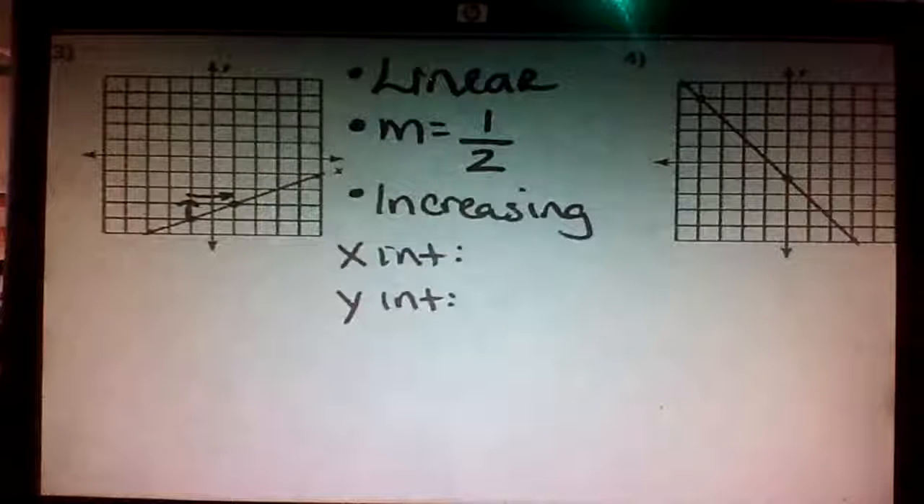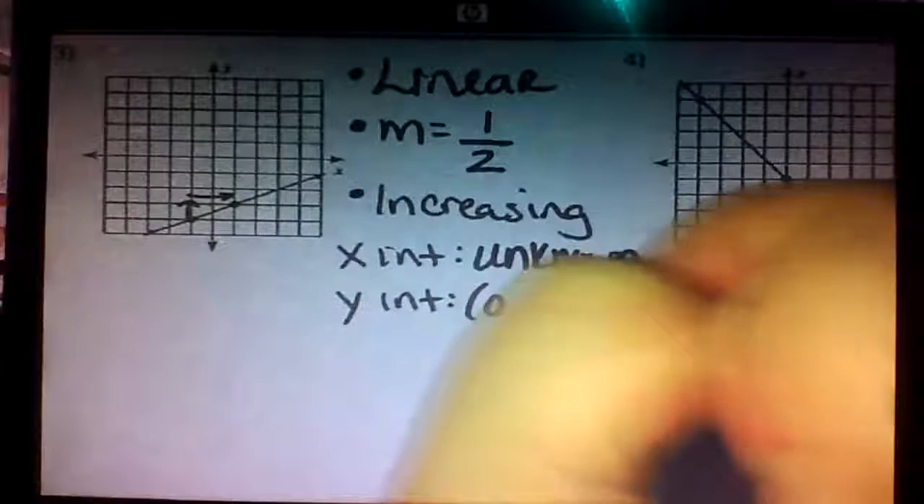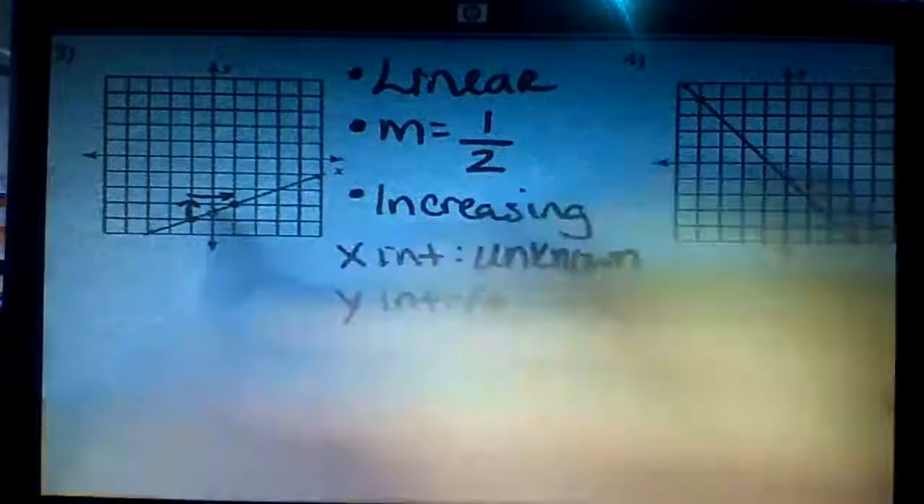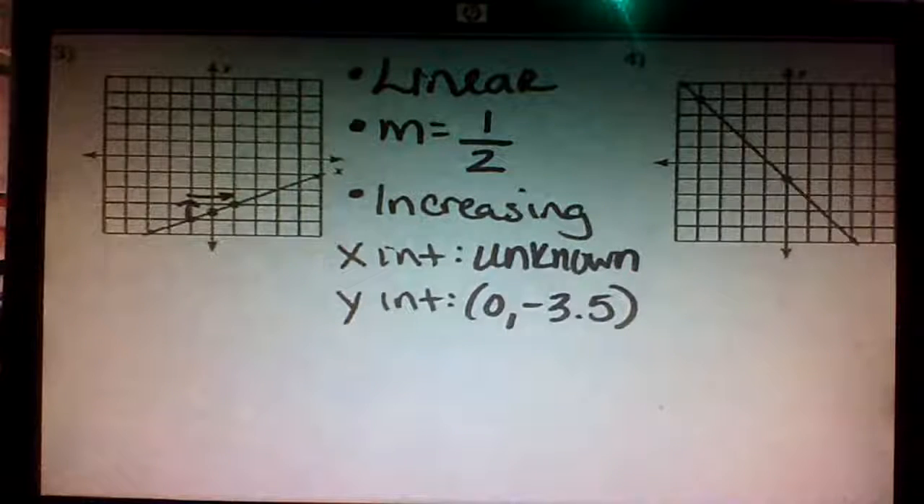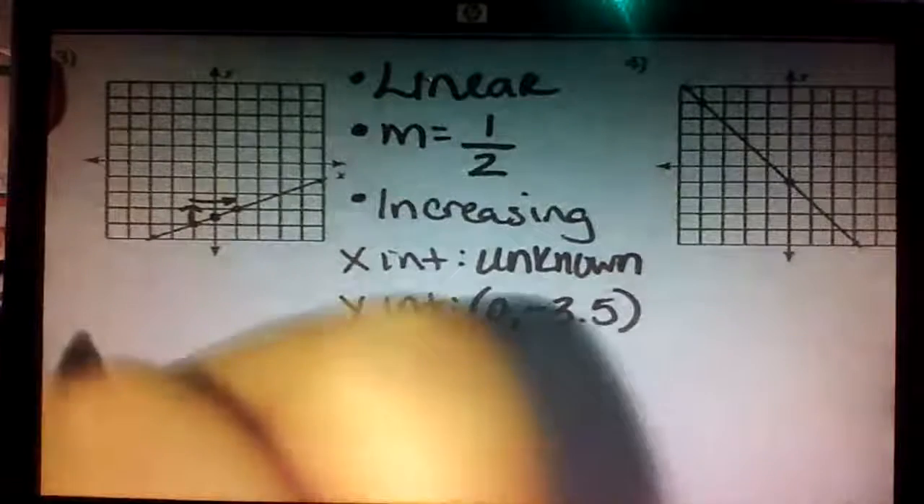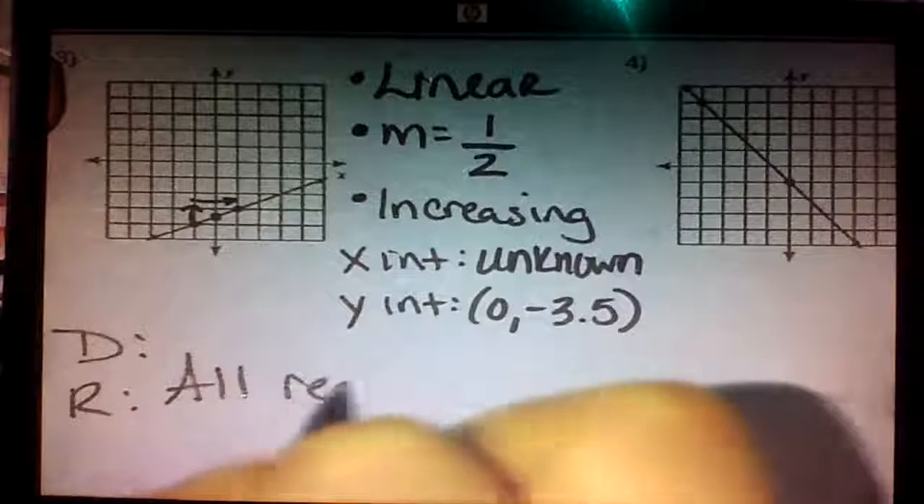Okay. There is a y-intercept, though. -3.5. And my y-intercept is (0, -3.5). Because, again, it crosses halfway between 3 and 4. Are there arrows on both ends of my line? Yes. So that means domain and range are both all real numbers.